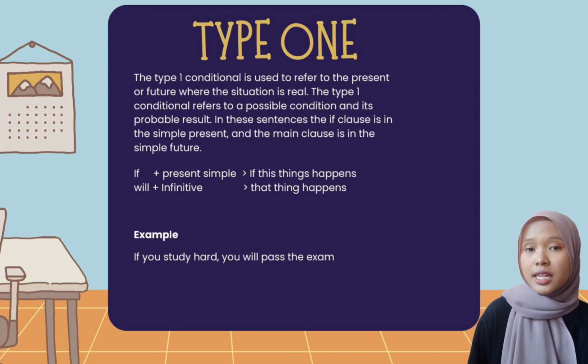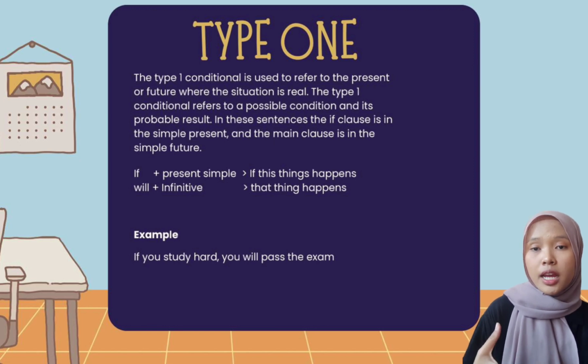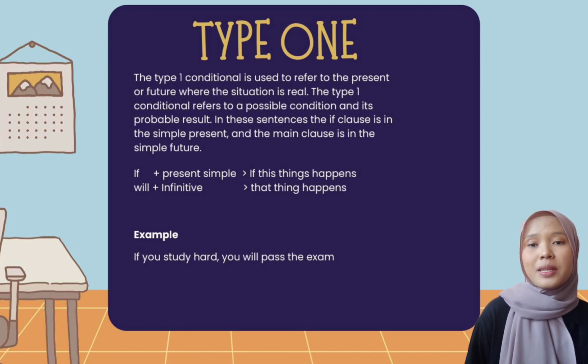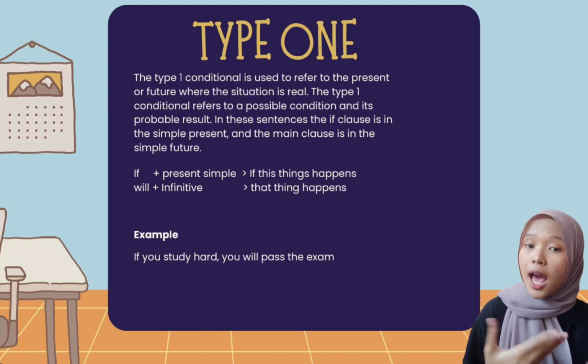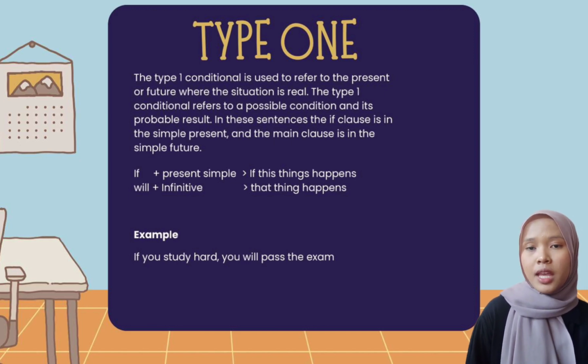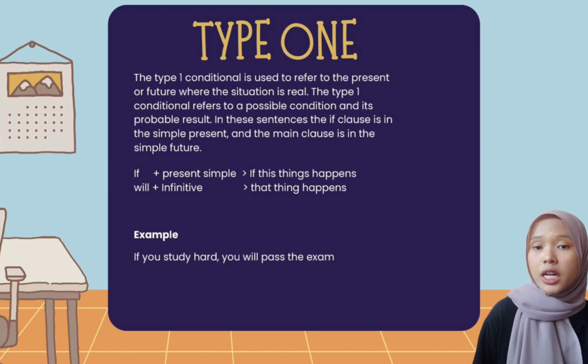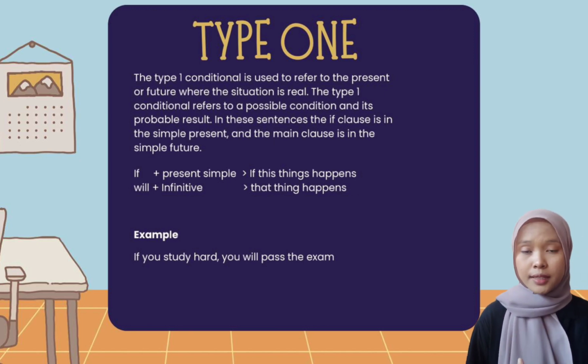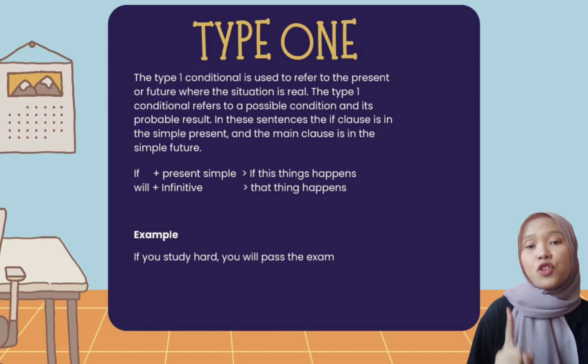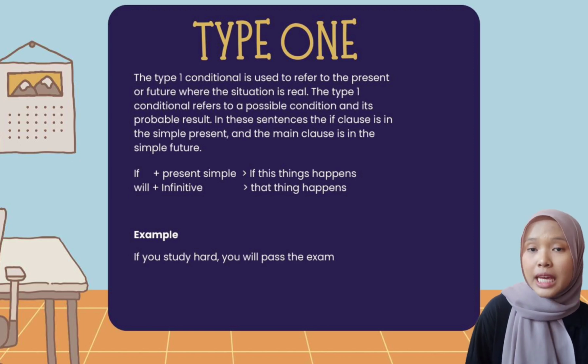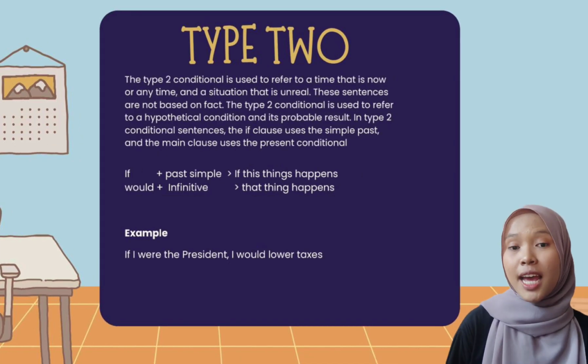The condition here is based on and refers to a real and possible event, and the result clause refers to its probable result, something the speaker thinks will certainly happen under the given condition. Example, if you don't apologize to her, she will not come back here. And then the last, if John works on his wrestling, he will be unbeatable. The next type is type 2.